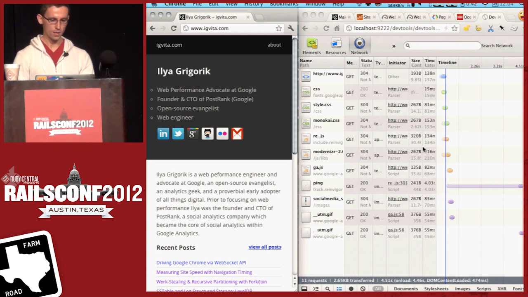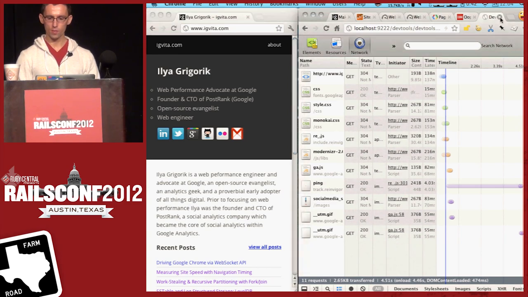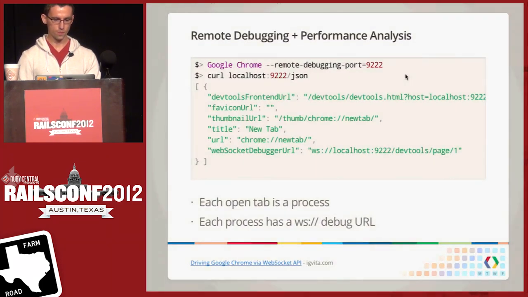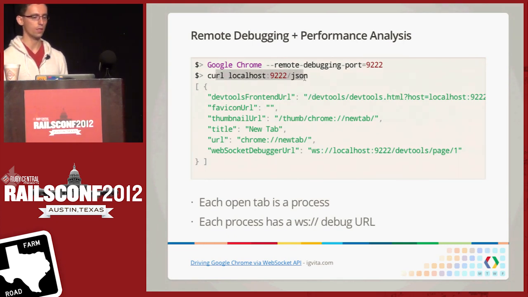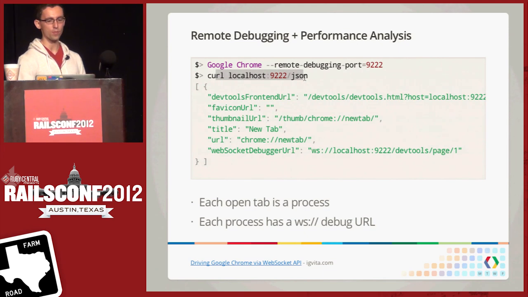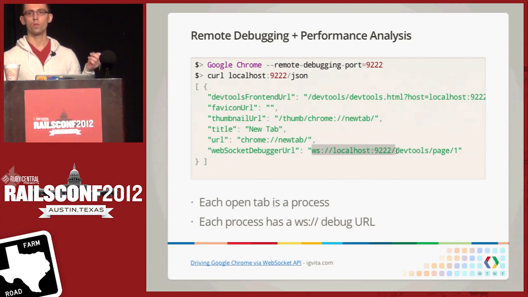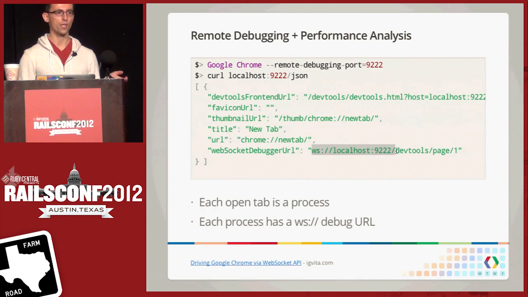So that's awesome. What we can also do, let me close this, is Chrome also exposes a JSON endpoint that lists all the tabs. And one thing you'll notice here is it's giving you this WebSocket debugger URL. So what is that? Turns out, Chrome DevTools is actually just a web app. And actually, let me see if I can show you.